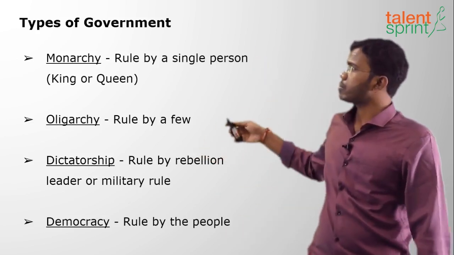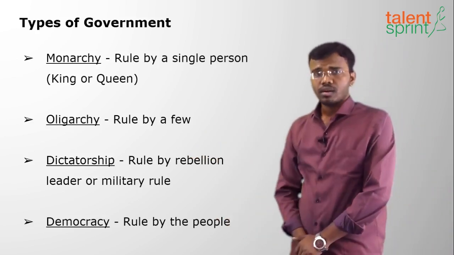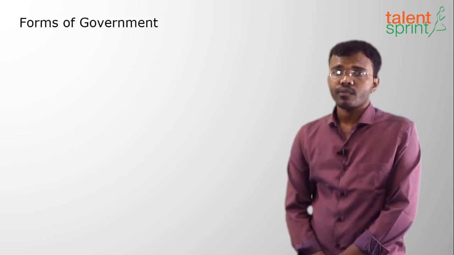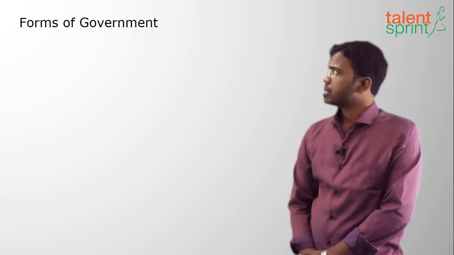So these are the 4 types of governments which we see generally in the world. Hope you are clear with this. Moving on to the next one, that is forms of government. Just now we have seen types of government. Now we will see the forms of government.